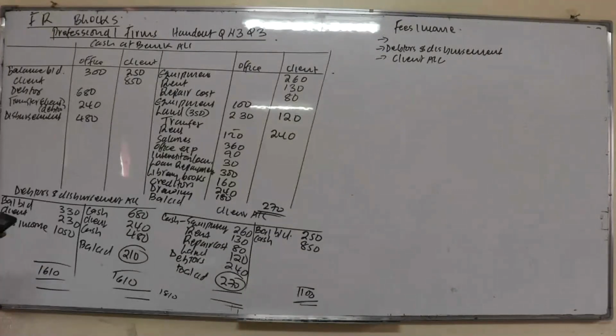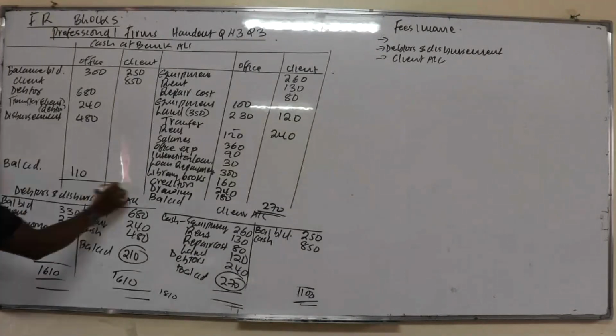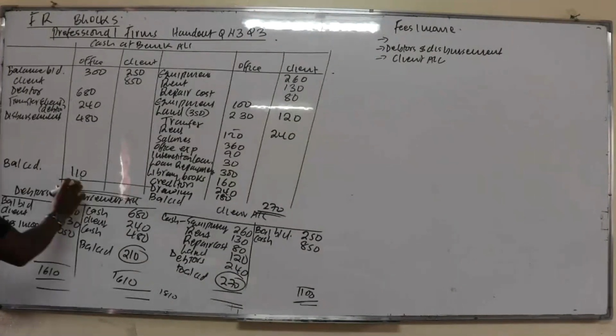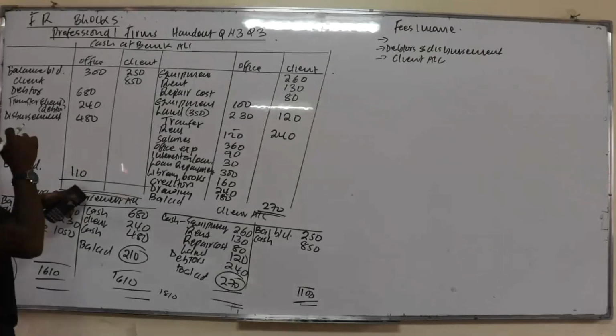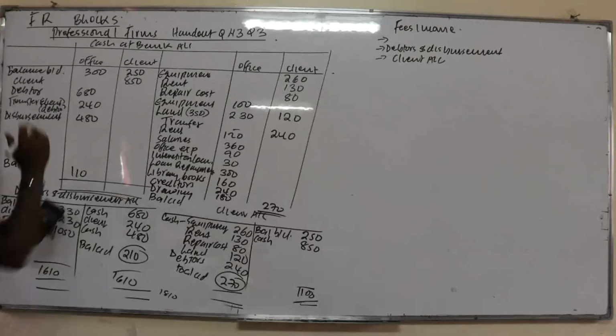Yeah. So in this case, we have a bank overdraft. So the balance carried down from the office is an amount of 110. So that means you have the balance on the debit side. So in the trial balance will be on the credit side. So that's a bank overdraft. We spent more than what we had. Good. So now with that, let's answer the question.